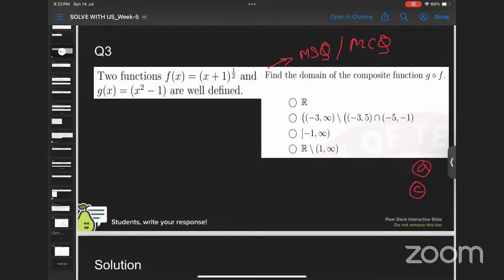If you want, I will share the PDF with you in the chat box. And this is our third question. Try to solve it, then I will solve it. Which assignment is this from? Week 5. Yeah, this is the week 5 solve-with-me session. Okay.